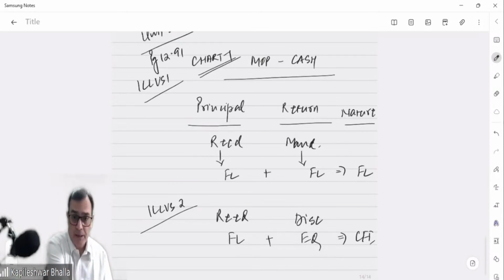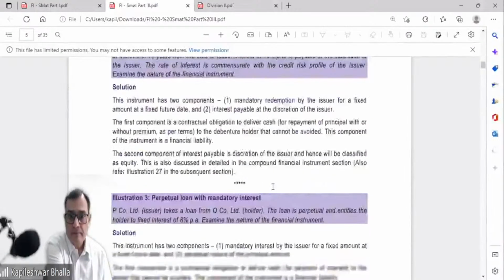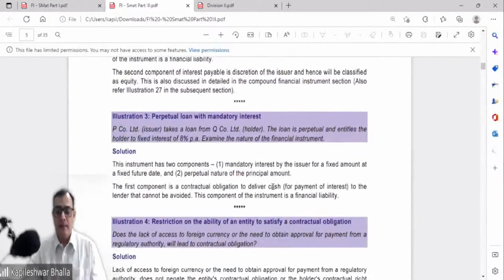So this was the illustration number 2. Okay, let's try another one as well. Let's consider the illustration number 3.